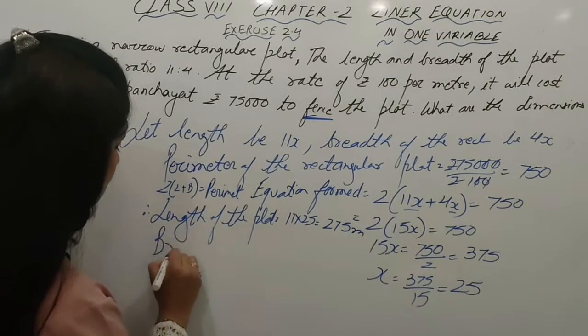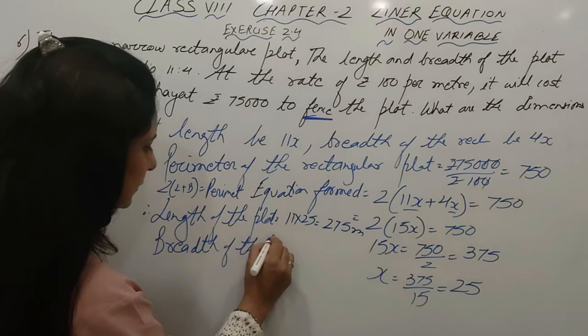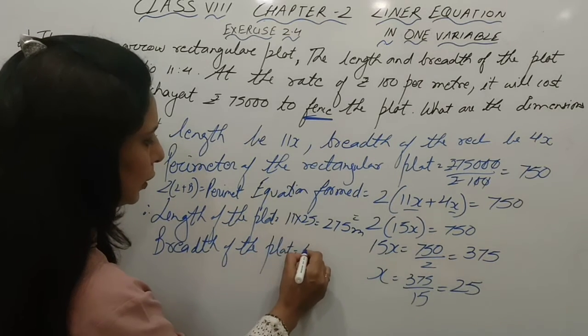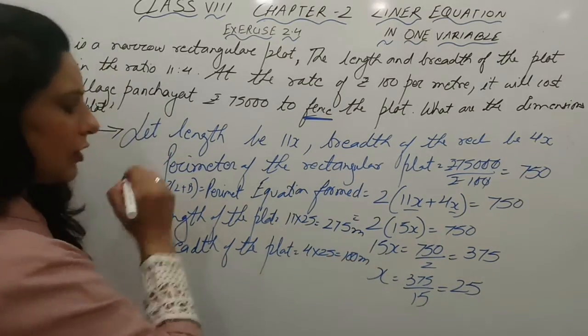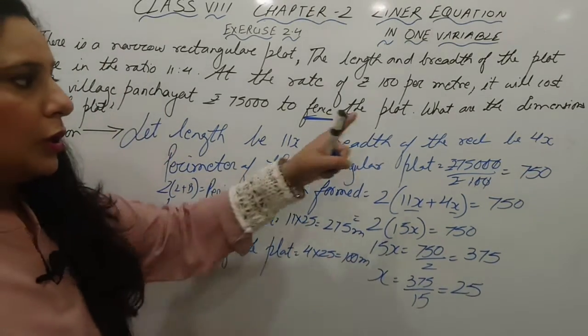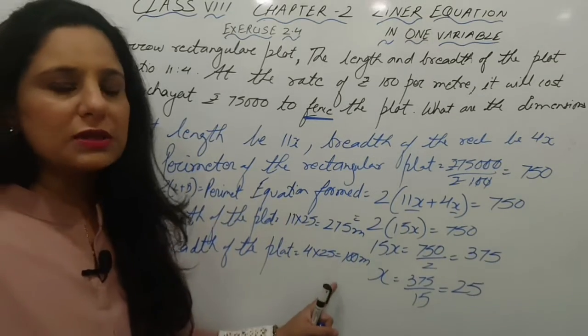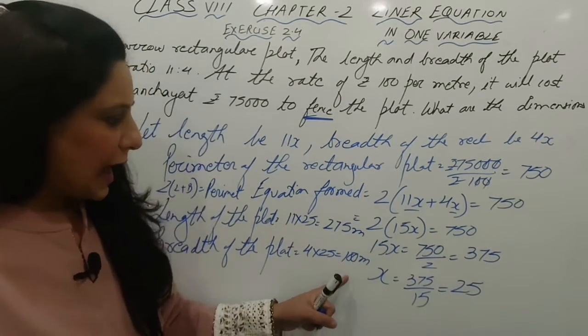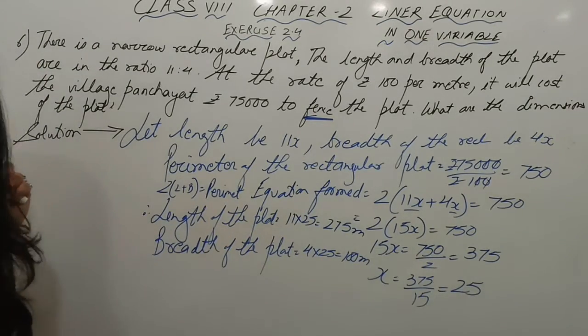Now we are coming to the breadth of the plot. Breadth of the plot will be 4 into 25. That will be 100 meters. Therefore, you will write, therefore, the dimensions of the plot are 275 meters and 100 meters. And we are done with the 6th question. Let's move to the 7th question.